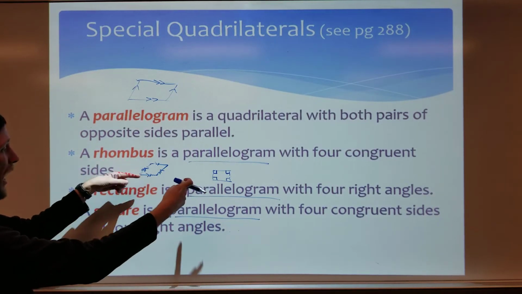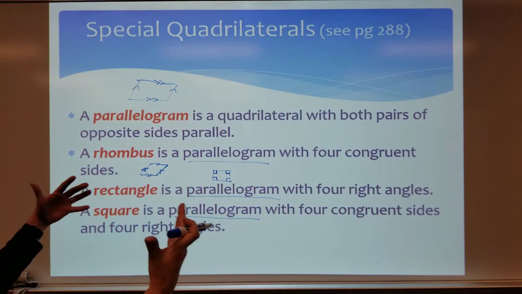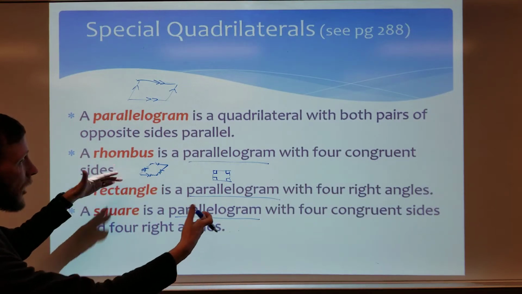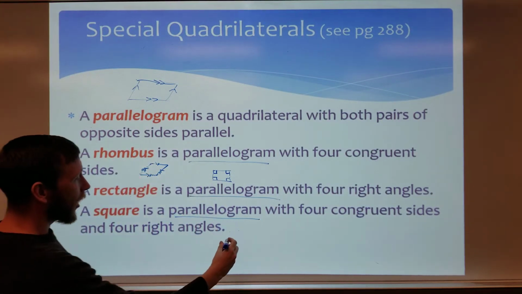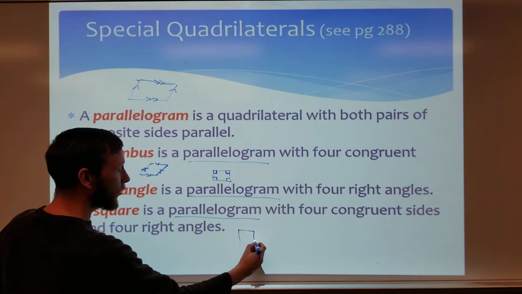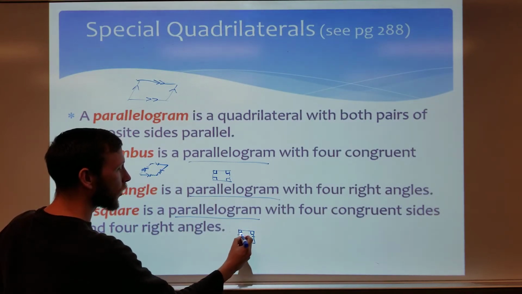Now, a square is kind of what happens if, and this is a little awkward, and I know it's not health class, but if a rectangle and a rhombus were to make a baby, it would come out to be a square. All right, we would have four right angles and four congruent sides.